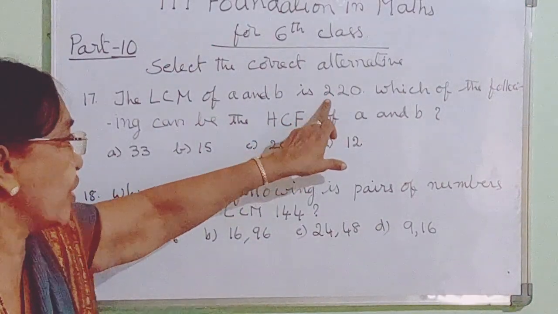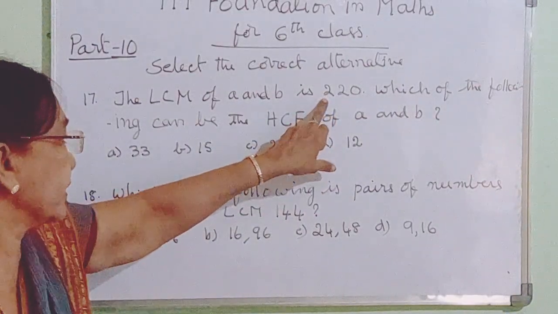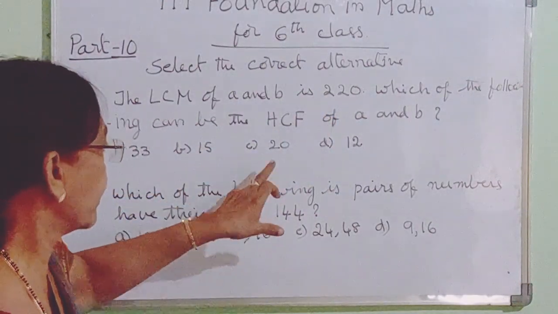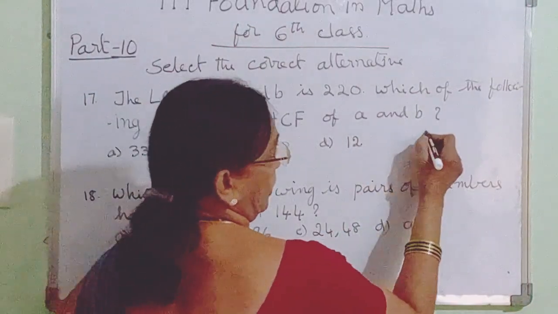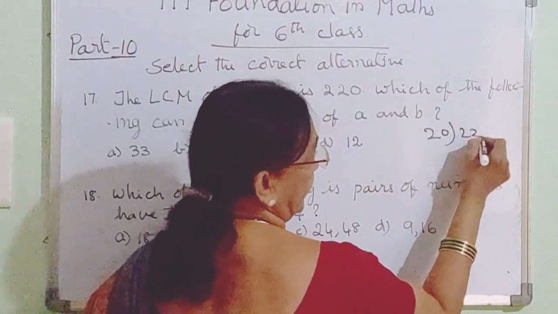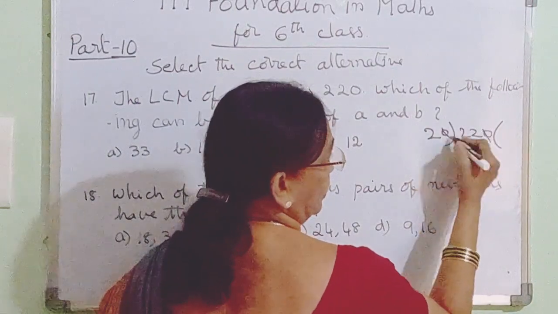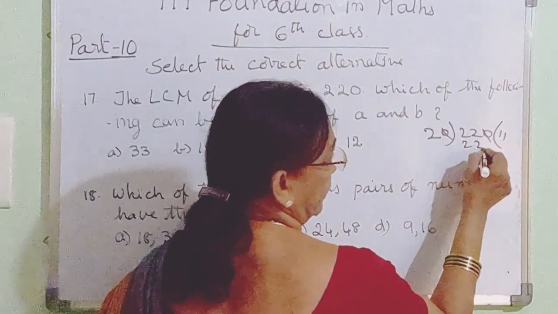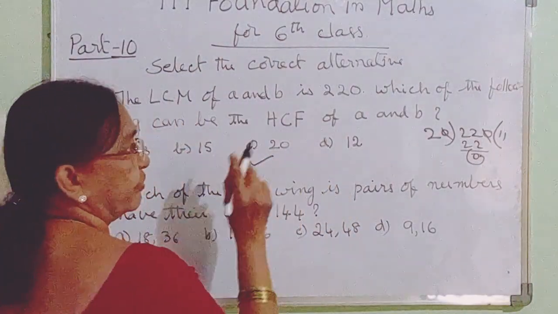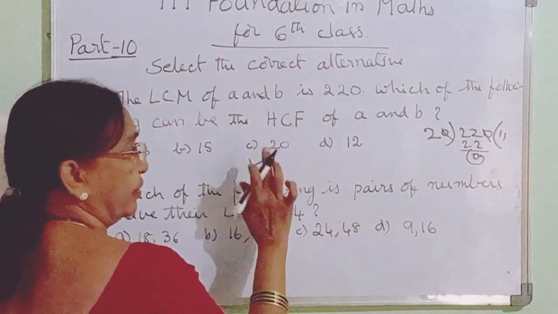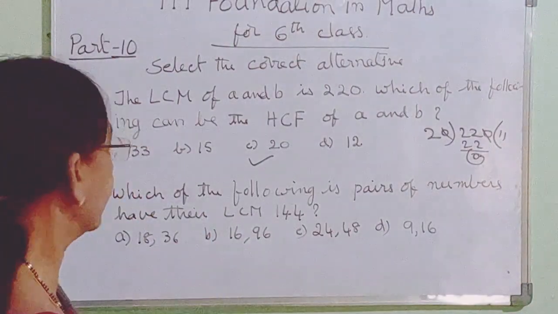15 is also not a factor of 220 because 220 is not divisible by 3. Therefore, 20 is a factor of 220 because 20 divides 220 without remainder. 20 times 11 is 220, remainder 0. Therefore, 20 can be the HCF of the two numbers.